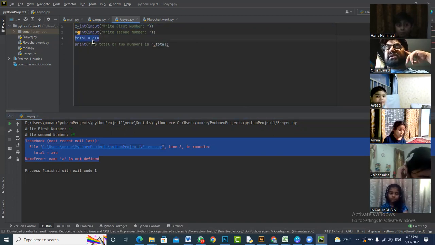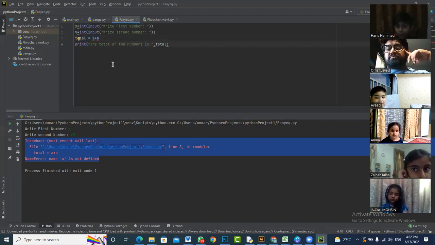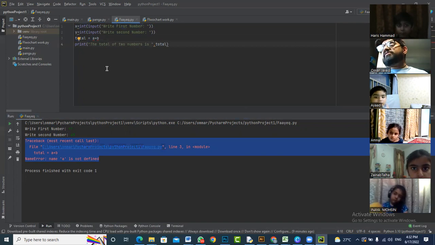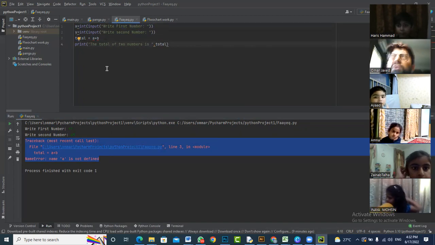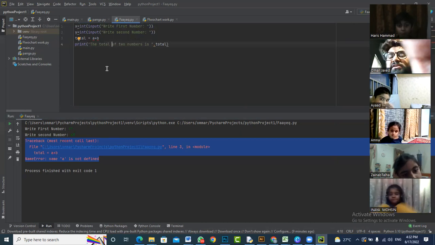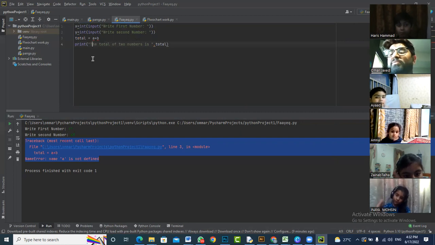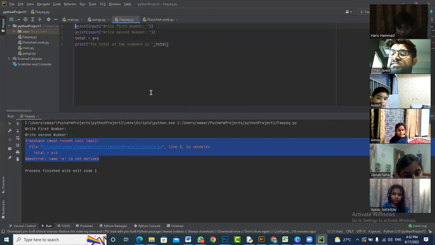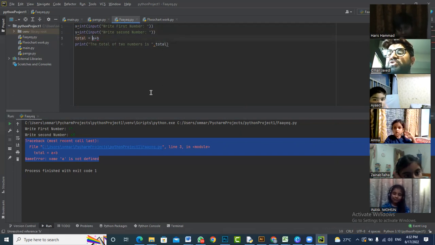How can we fix it? First, we need to see what kind of error we have made. Now, when I had done this, I know what kind of error I have made and I can easily fix it. But if I don't know, what would I do? The problem is that I took the first number as X and the second number as Y. But for the total, I have chosen A and B, which is wrong.